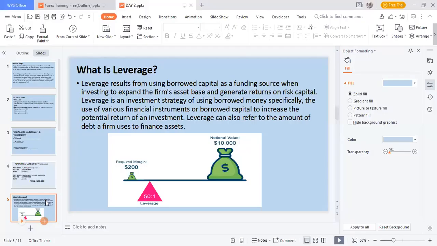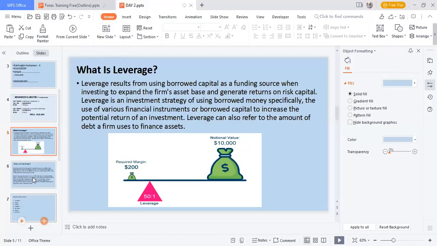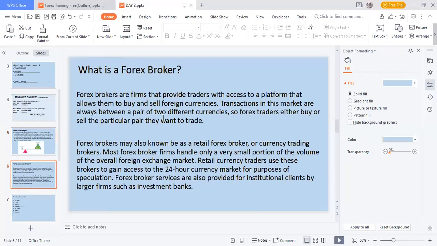The next one I'd like to talk about today is forex brokers. Brokers are firms that provide traders with access to a platform that allows them to buy and sell foreign currencies. Transactions in this market are always between a pair of two different currencies. So forex traders either buy or sell the particular pair they want to trade. Let me explain myself. I know I've said a very big grammar, but let me just explain myself.